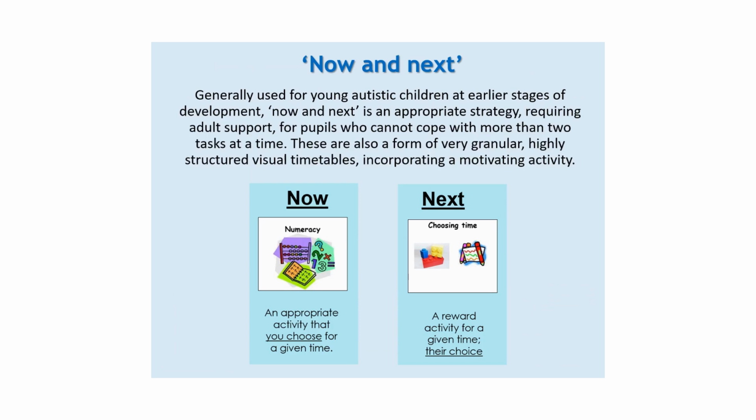Now and next. Generally used for young autistic children at earlier stages of development, now and next is an appropriate strategy requiring adult support for pupils who cannot cope with more than 2 tasks at a time. These are also a form of very granular, highly structured visual timetables, incorporating a motivating activity.